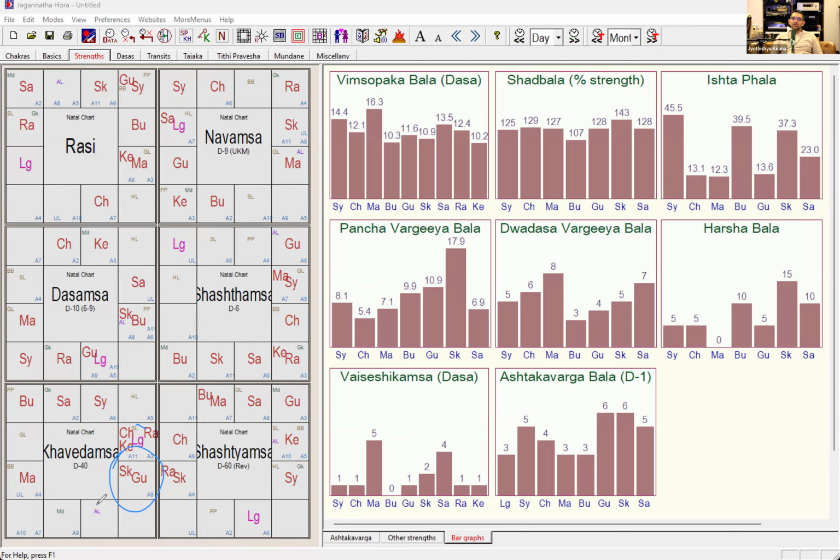Are you able to understand this? These are all the side effects of wearing a diamond for this person. This person may have some very good result here.